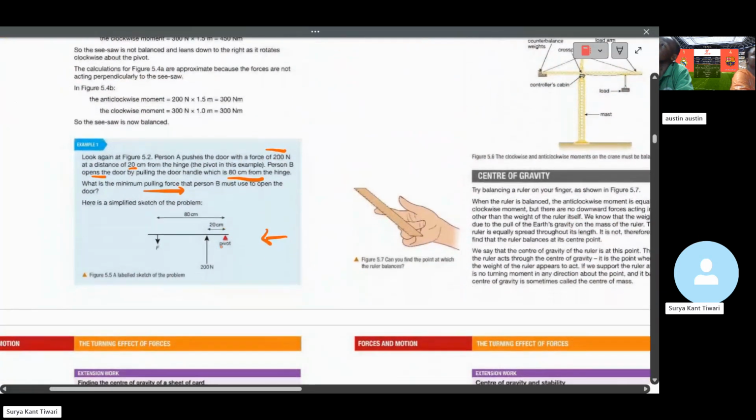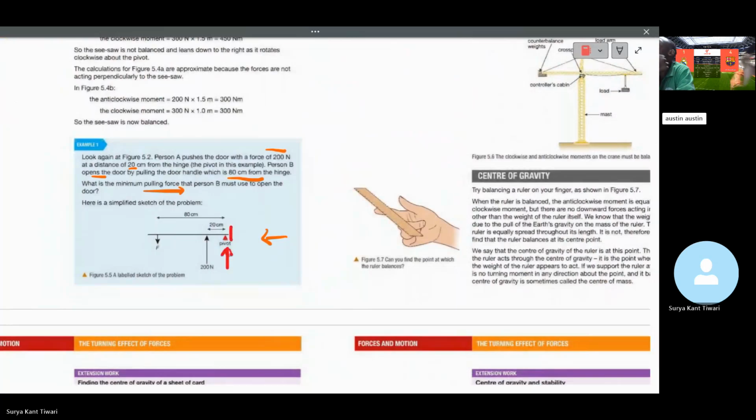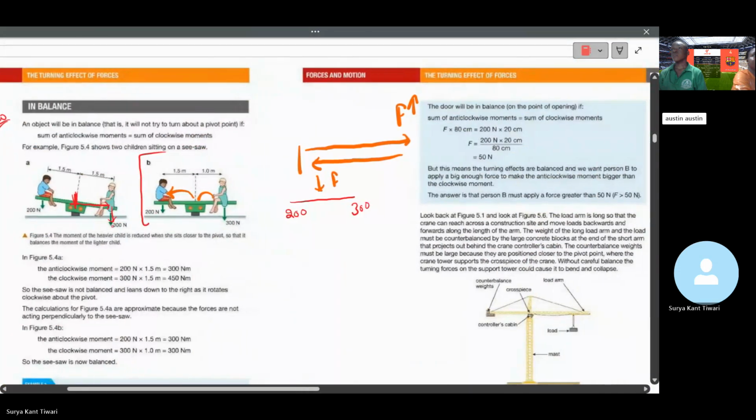You know, this is the pivot. This is the pivot, or you can say this is the hinge where the door is attached to the wall. Now, a person is pushing the door with a force of 200 Newton and he is very close to the hinge. But if you want to pull it from a distance, you have to apply less force to pull it. Got it?